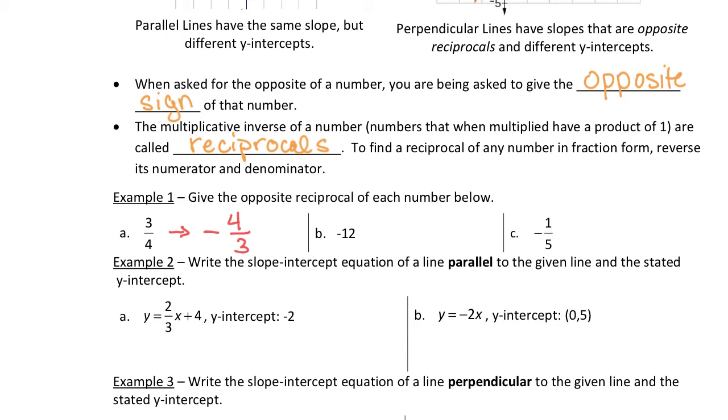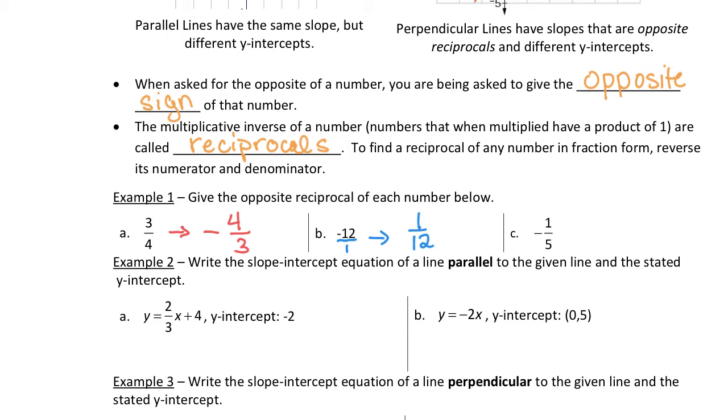This next one, since it's not in fraction form, we're going to take those integers, those whole number negatives in this case, and we're going to put it over 1. This one started as a negative, so it will now be a positive. You don't write the plus, but the reciprocal here is going to be 1/12. The opposite reciprocal of negative 12 is positive 1/12.